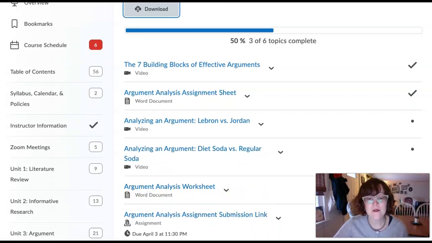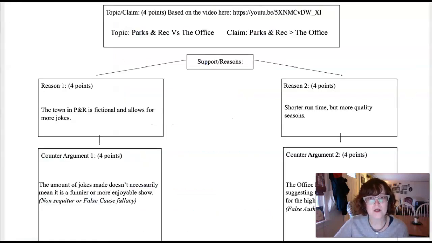Now for my example, I chose Parks and Rec versus The Office, and I found a YouTube video where somebody makes the unpopular claim that Parks and Rec is better than The Office, and they gave these two reasons in that video. They said that the town in Parks and Rec is fictional and therefore it allows for more jokes on the show. But my counter argument was that the amount of jokes doesn't necessarily make it funnier, and I thought that that was an example of a false cause fallacy.